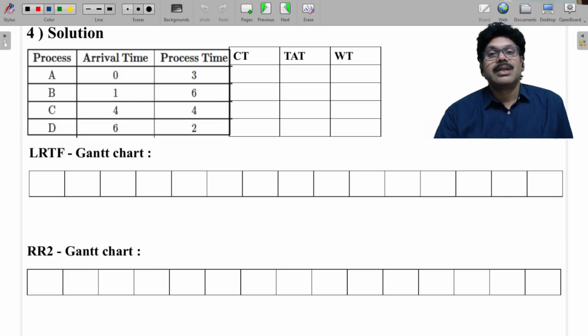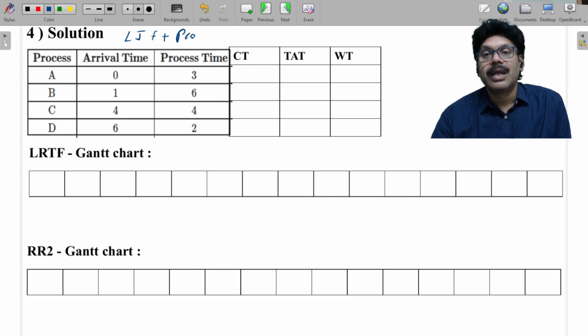First, let me solve with LRTF. LRTF is nothing but the preemptive nature of LJF, so LJF with preemption. LRTF stands for longest remaining time first. So first let me execute LRTF. At time 0, only one process is there, named A. A got executed. How many times? Don't execute all 3 times because of preemption. When there is no preemption, then you can execute all 3. Execute up to the next arrival time. So I'm executing only 1 unit, balance is 2.